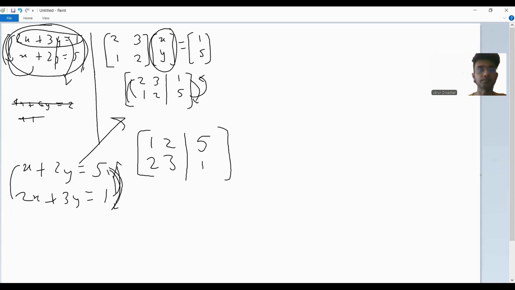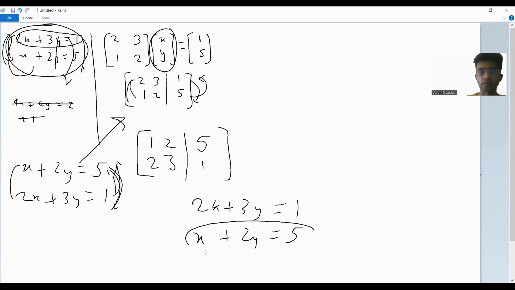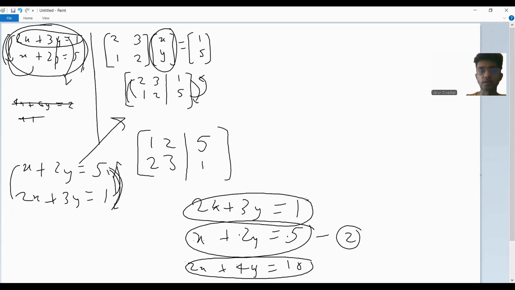And then let's do another thing. Let's rewrite this equation down somewhere: 2x plus 3y equals 1 and x plus 2y equals 5. Now let's multiply the entire bottom row by 2. So this is going to become 2x plus 4y equals 10. 1 into 2 is 2, 2 into 2 is 4, and 5 into 2 is 10. Now if we add this equation to the above equation, we will get a new equation.